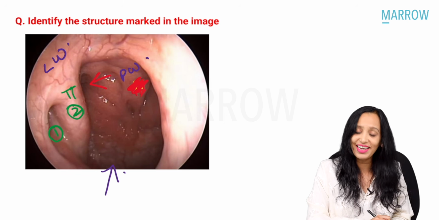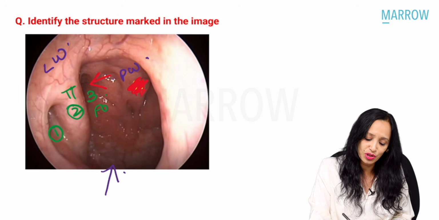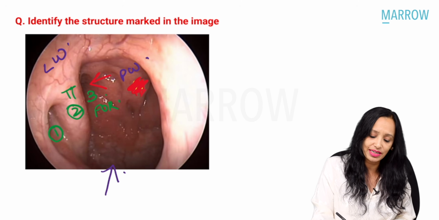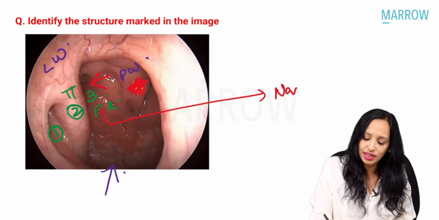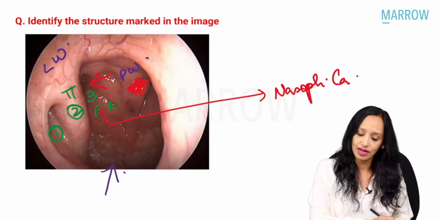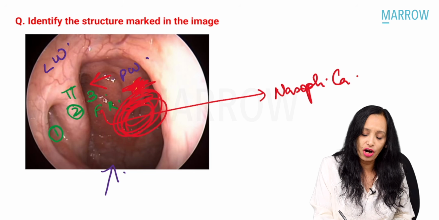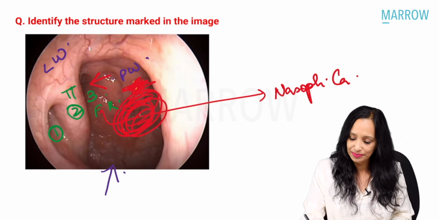And what is 3? 3 is the area that is marked. What is that? That is the fossa of Rosenmuller, and that is the most common site of origin of nasopharyngeal carcinoma. Yes, and here in the posterior pharyngeal wall, this is the area of the adenoids.